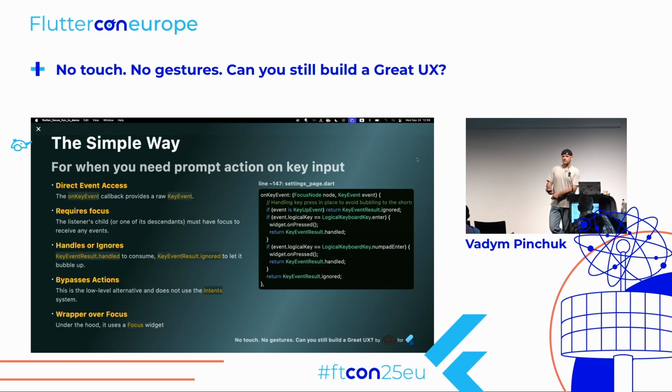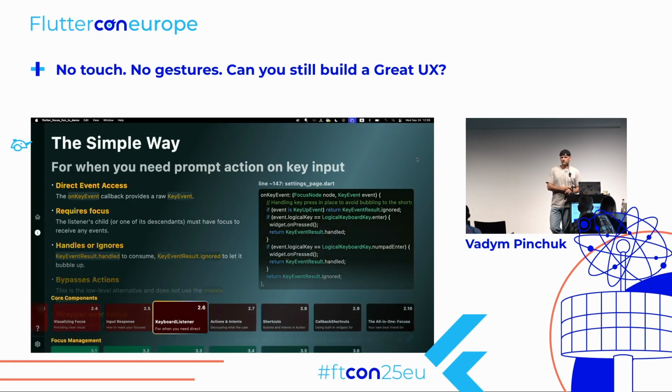The simple way is super straightforward. onKeyEvent is a callback provided by a Focus widget. Or there are other widgets which under the hood have a Focus widget, like KeyboardListener. I think CallbackShortcuts also has a Focus widget under the hood. What they do, the key event is intercepted by the focused widget only. So it's not intercepted by any other widget. So you can be sure when a widget is in focus, whatever tile, let's say, this key event will be triggered on it.